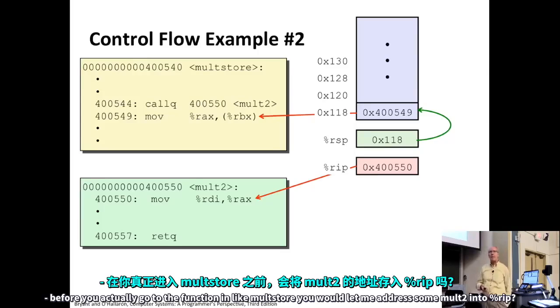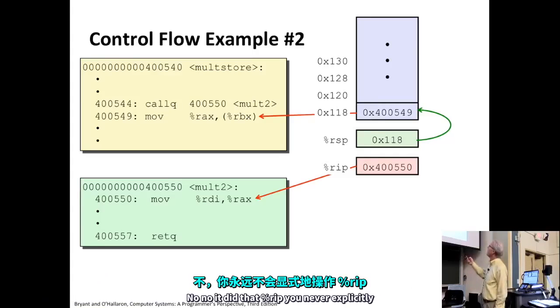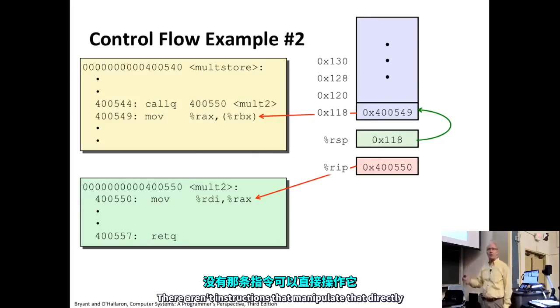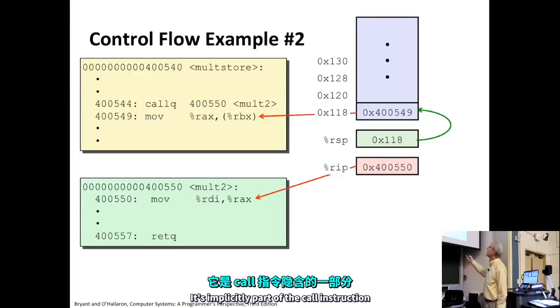Question back there. So before you actually go to the function, in like mult store, you would put the address of mult2 into RIP? No, it did that. RIP, you never explicitly, there aren't instructions that manipulate that directly. It's implicitly part of the call instruction.